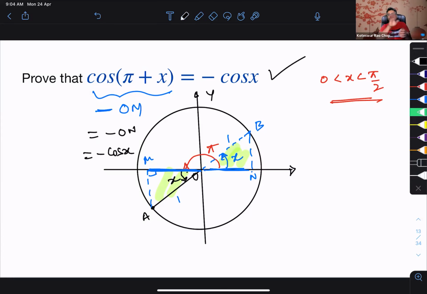Again, you have the other alternatives. You can try and split pi into pi by 2 plus pi by 2. Or you can just use cos of A plus B, which is cos A cos B minus sin A sin B. Those two approaches are also okay.